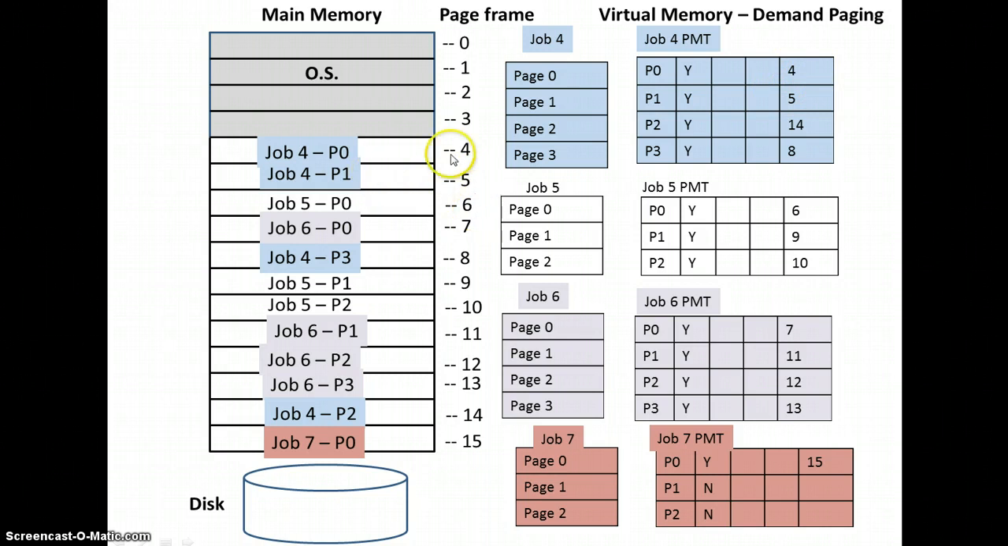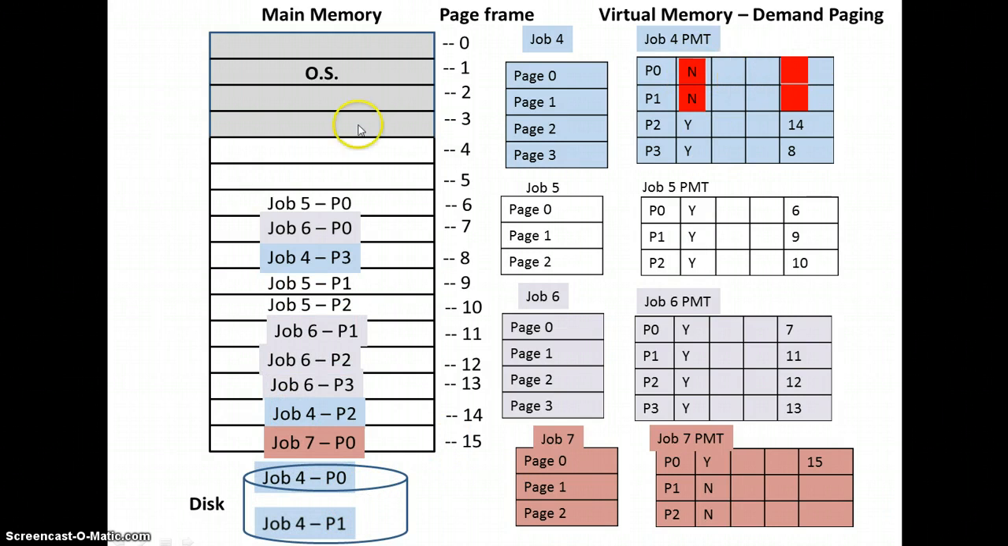Once those are written to the disk, so here we're showing these pages are written to the disk and the page map table has been updated, now the operating system can allocate these two pages to job 7 for page 1 and page 2 and update its page map table to say that they're there. So now job 7, pages 1 and 2 are loaded into frames 4 and 5. The page map table has been updated to indicate that these are now in memory.